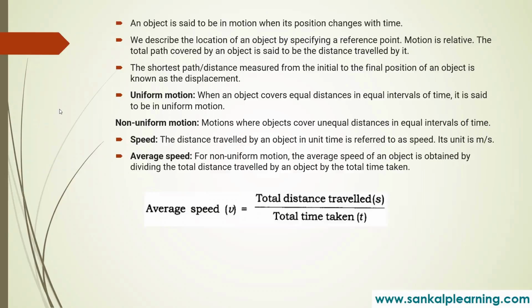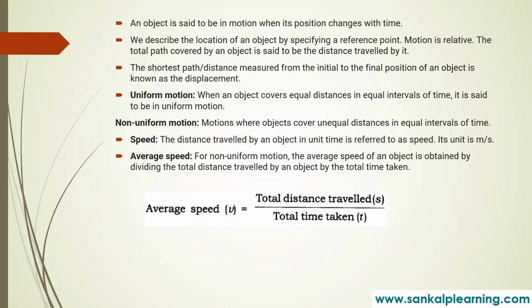Okay, see the next one. Uniform motion, they have said here. Uniform motion means what? Very simple. When an object covers equal distance in equal interval of time, it is said to be in uniform motion. When it covers equal distance in equal time, that is called what? Uniform motion. Non-uniform motion: an object covers unequal distances in equal interval of time.